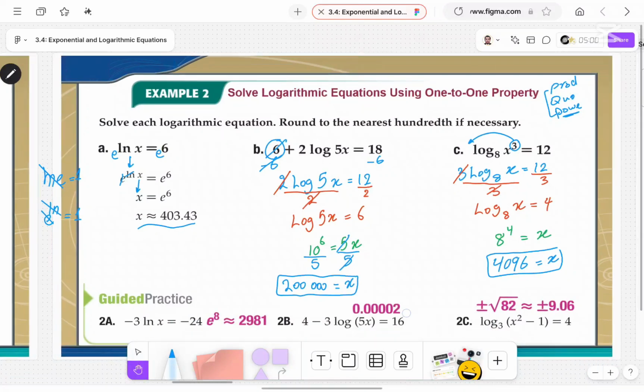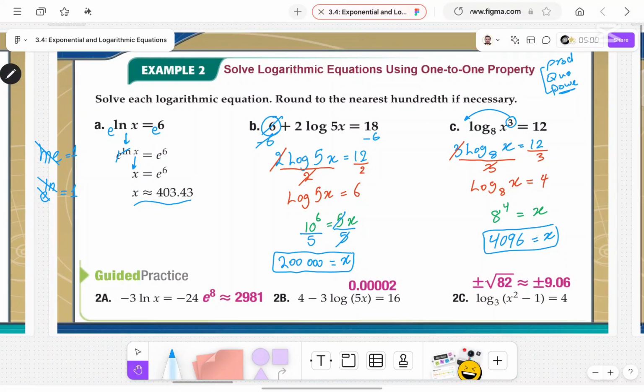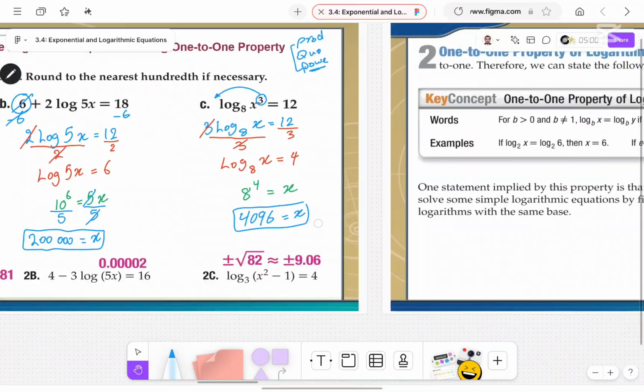Okay, I hope you understand this. Now it's your turn. Try to solve this question, and the answer is in front of you. Solve them, then try to check the answer.